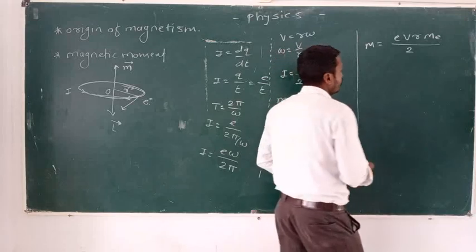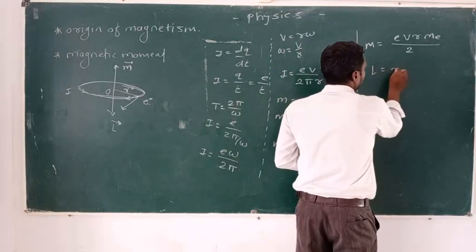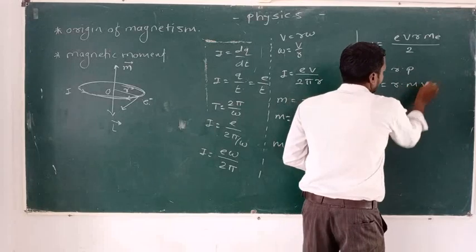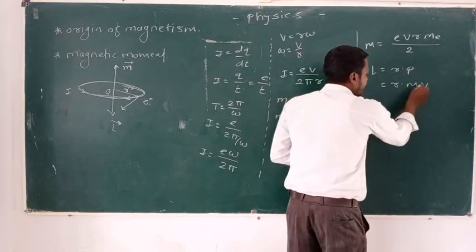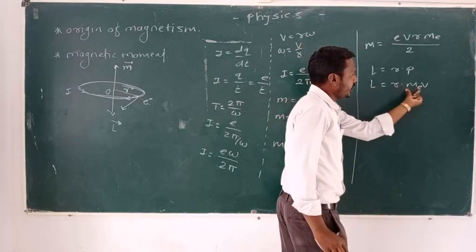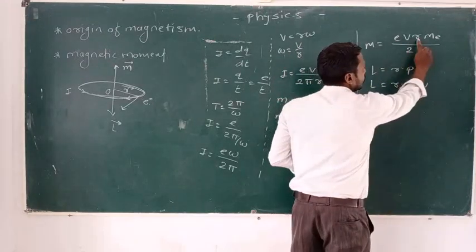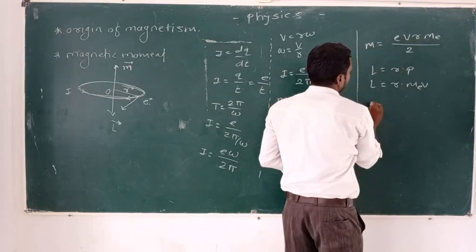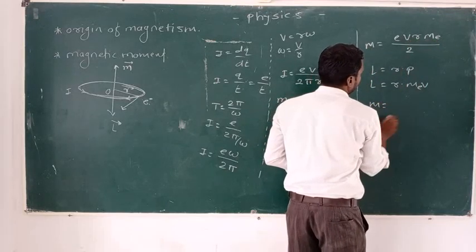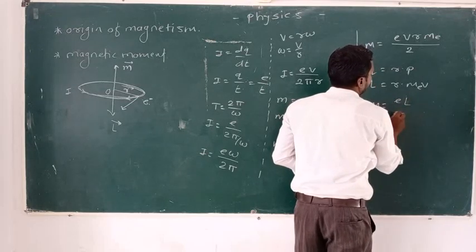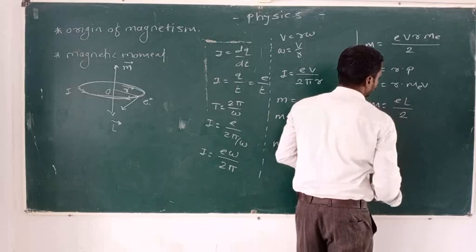Now listen, we know that L is equal to r into p, and p is equal to mv. Talking about the electron, I can write mass of the electron, that is L is equal to r me v. Then we can write M is equal to eL divided by 2.